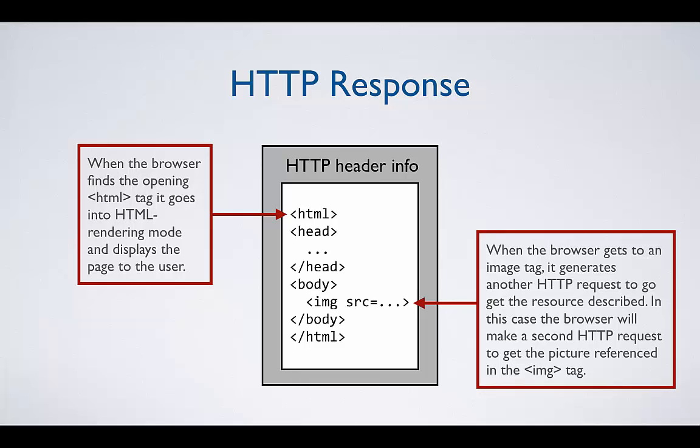When the browser sees the opening HTML tag, it goes into HTML rendering mode and displays the page to the user. As we mentioned in a previous slide, when the browser sees an image tag, it sends another request to the server for the image, and that image comes back in a different response with a different MIME type.